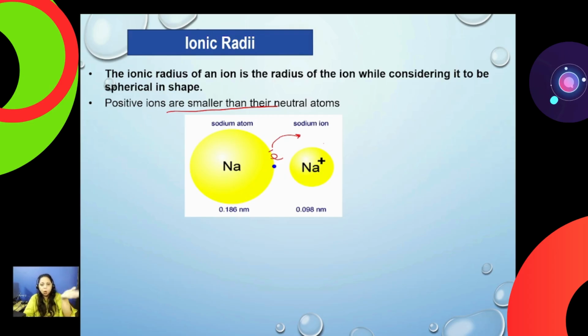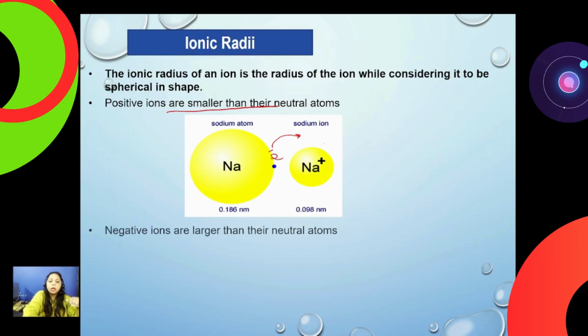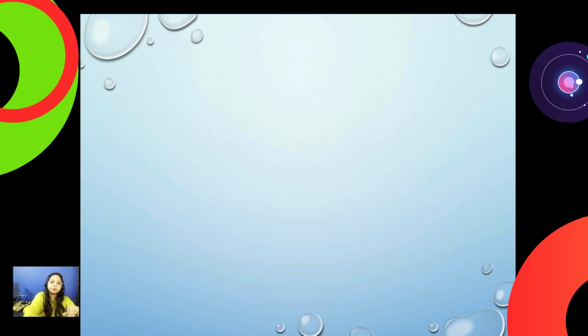Now when the shell is gone, when an extra jacket has been taken off, it means the size reduces. The negative ions are generally larger. Why? Because we are adding an extra electron. When we add an electron, the electrons that are already present are not going to accept it easily. So there is some type of repulsion, and that repulsion actually increases the size.